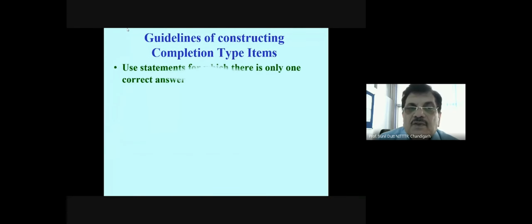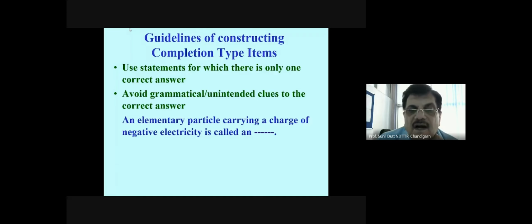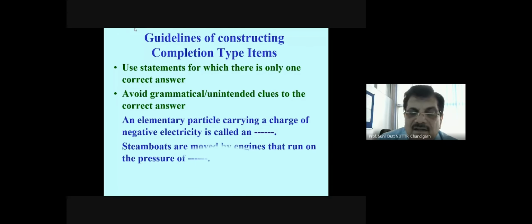Another is that use statements for which there is only one correct answer. Okay. Avoid grammatical clues to the correct answer. For example, an elementary particle carrying a charge of negative electricity is called an. So instead of writing an, you put n in brackets: is called a(n). Okay. This is giving some clue.